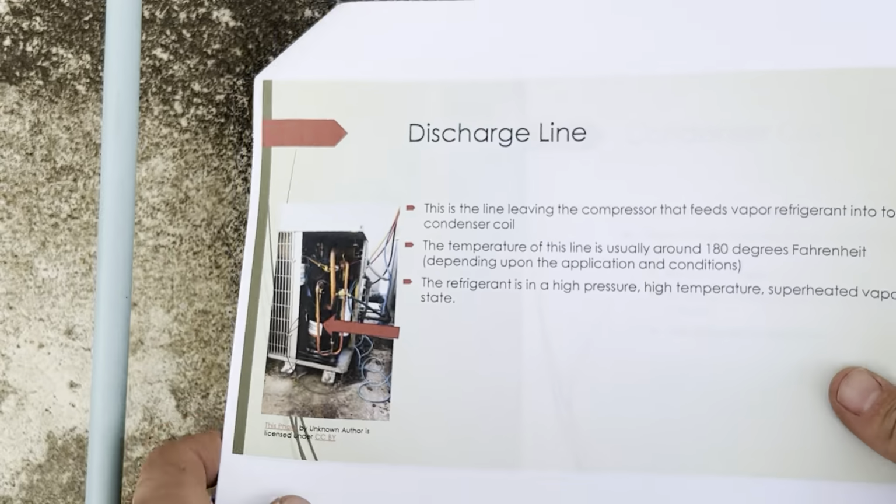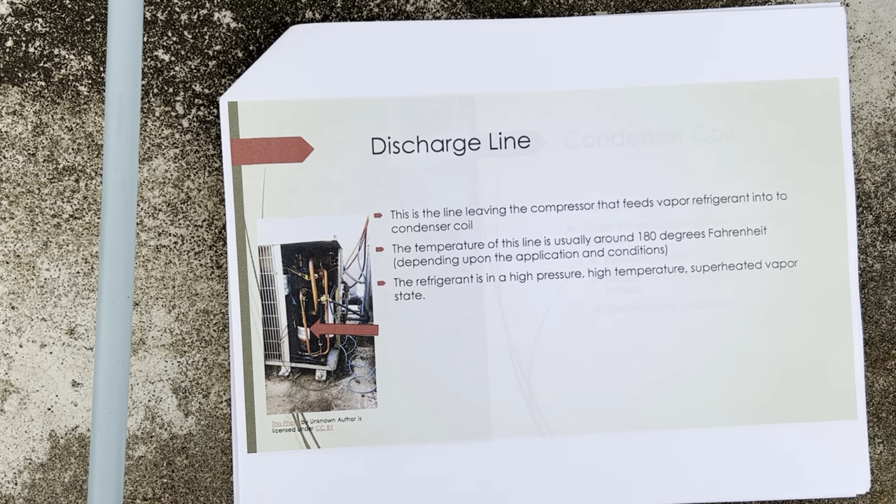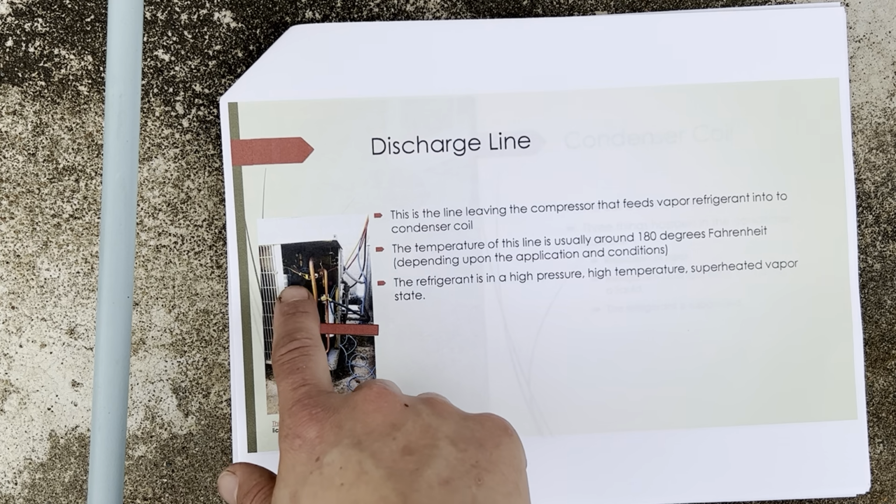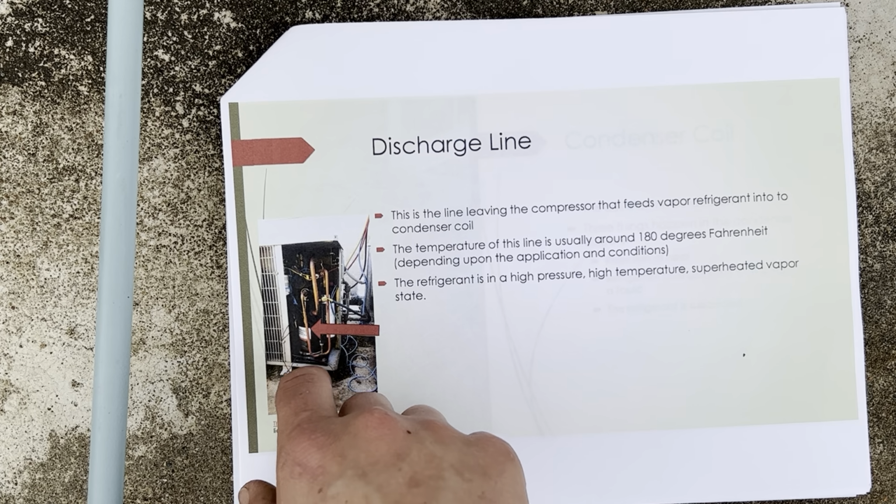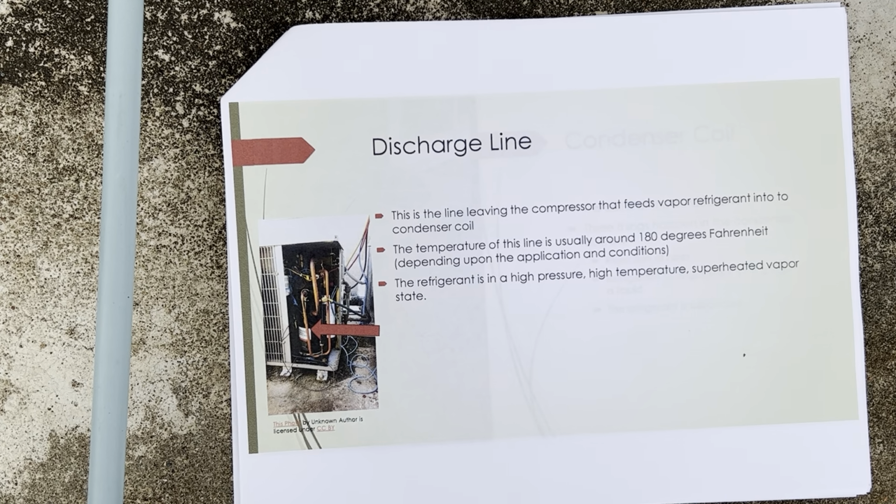Next, we're going on to the discharge line. Didn't really talk about the discharge line in the last one a whole lot, but really the discharge line is just the line leaving the compressor. You've got a little arrow pointing to one there coming out of a compressor. This one's going to be your smaller line coming out of the compressor. So, of course, I already mentioned that this line leaves the compressor and feeds vapor refrigerant into the condenser coil. The temperature of this line is usually around 100 degrees Fahrenheit, give or take a little. That's just an approximation. Of course, this depends on the application and conditions.